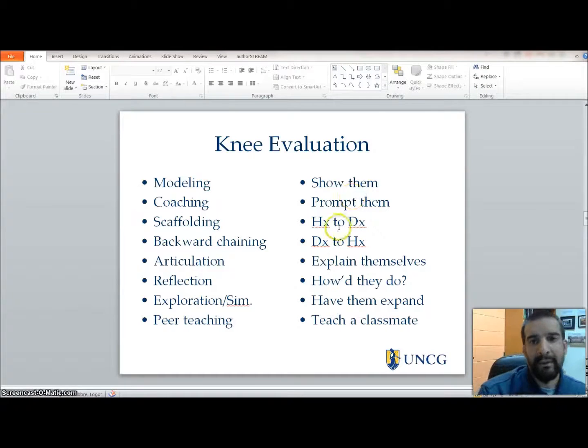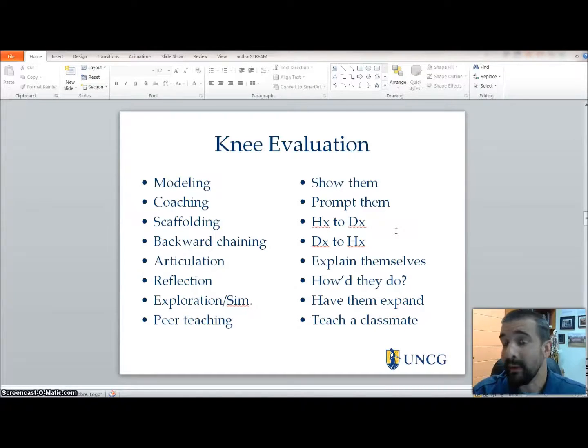Scaffolding, think about scaffolding like working from a history all the way to the diagnosis, so kind of leading them with questioning and feedback as they go through an entire evaluation. And then backwards training, the exact opposite. Tell them it's an ACL sprain right off the bat, and they have to work backwards to figure out how they got to an ACL sprain.